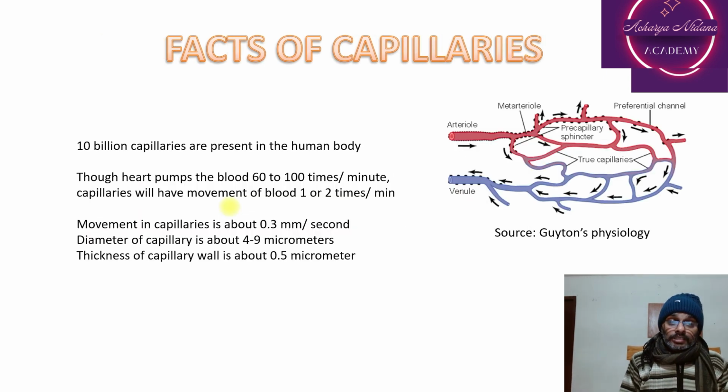So now, regarding some of the facts that we need to remember before going to the further concept, that is regarding the capillaries. It is said in Guyton's physiology that nearly 10 billion capillaries are present in the human body. It is also mentioned in the same textbook that the heart pumps blood at nearly 60 to 100 beats per minute. But the capillaries will not have that much movement of blood, in all the capillaries. They will have it once or twice per minute only, depending upon the nutrient requirement, and depending upon things like ischemia, etc.